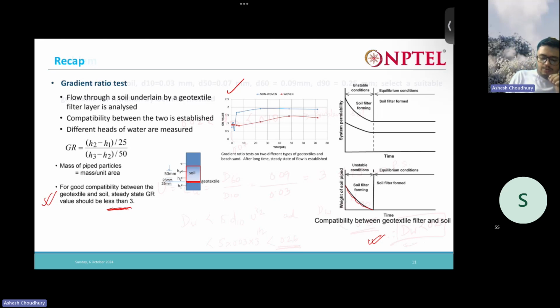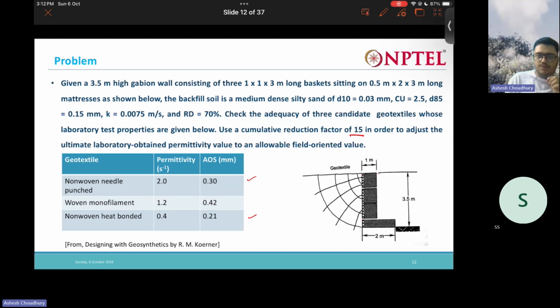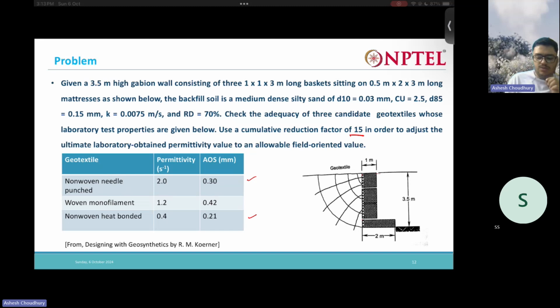Then we saw what the gradient ratio test is and why we actually do it, and then we solved this problem. We were asked to check which of these geotextiles we can actually use for this particular scenario that has been given here. That we had to decide.